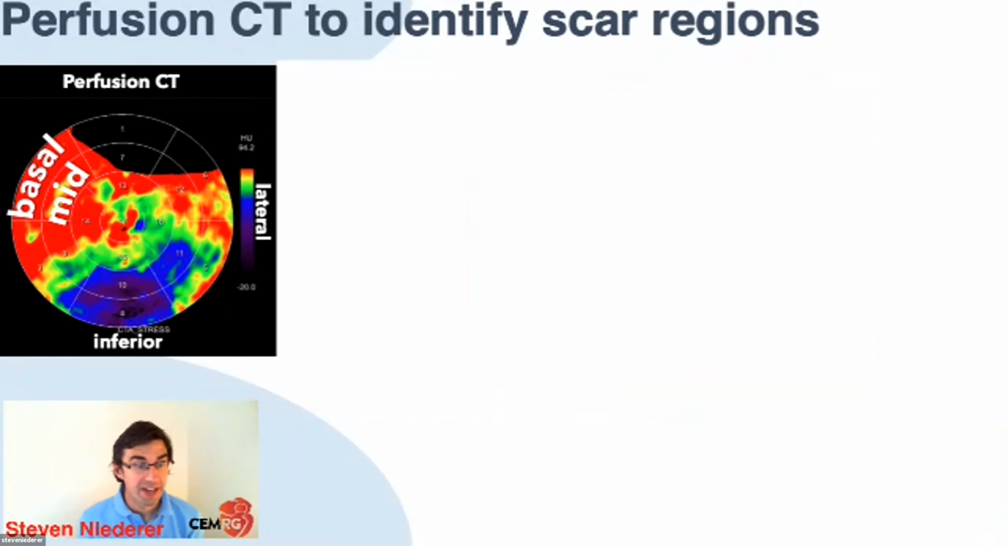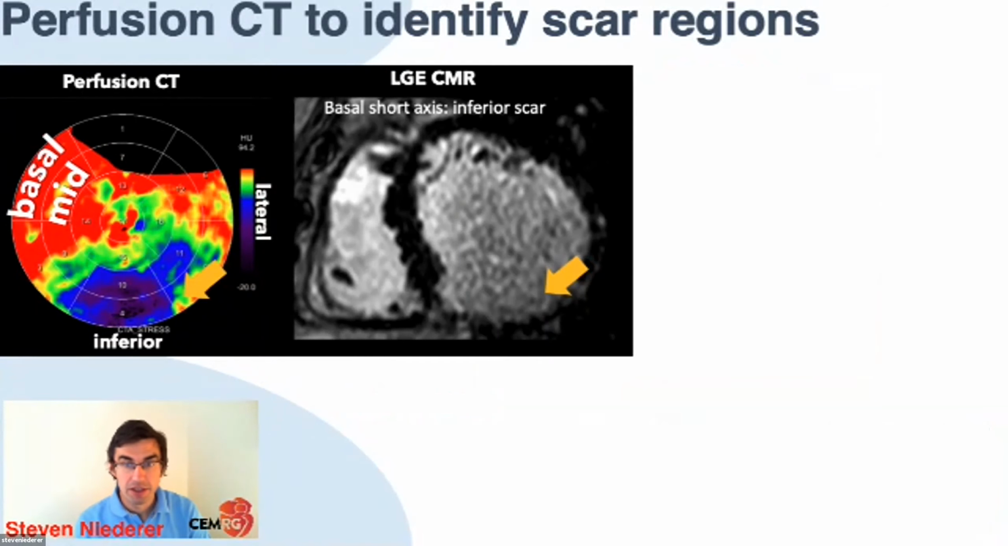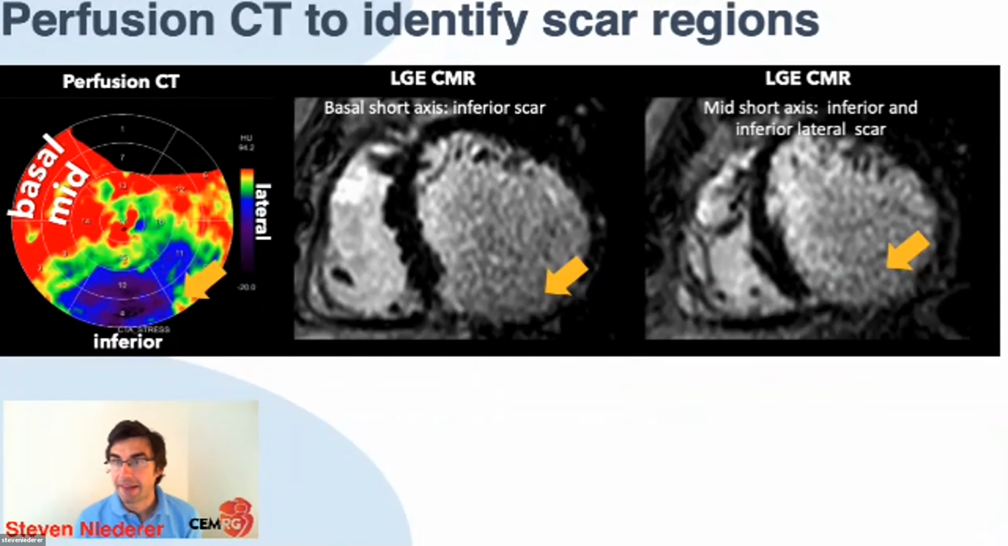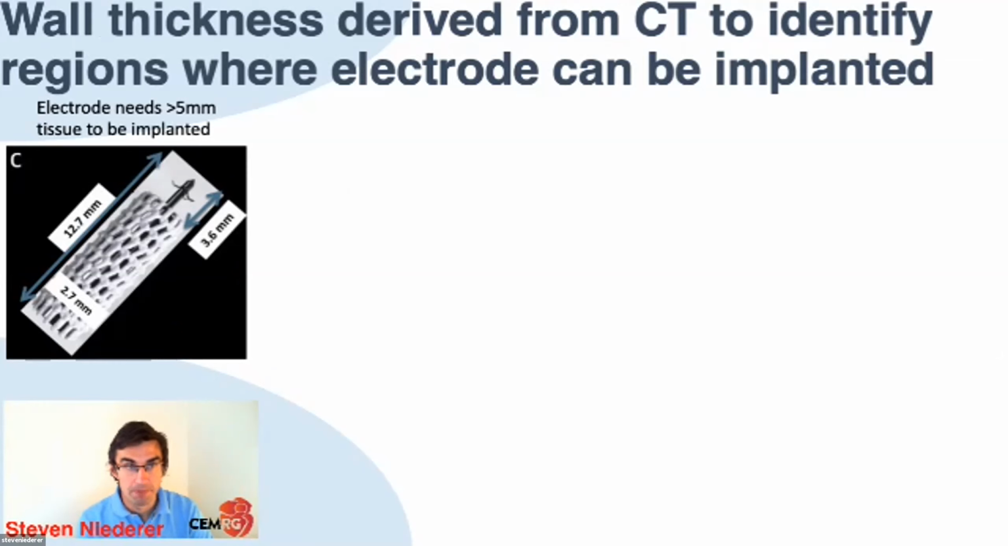We'd like to identify where scar is in these patients, and so for this we use perfusion CT. This is an example of a patient's heart where the red regions are well perfused and the blue regions are poorly perfused. We have a basal mid inferior and lateral mid scar. And in this particular patient, we also had MRI from before they'd had their lead implanted. So here from the basal short axis, we can see they have an inferior scar, and that from a mid short axis, we have an inferior and lateral scar for this patient, giving us a consistent result from MRI and our CT for these cases, which gave us some confidence for using this information.